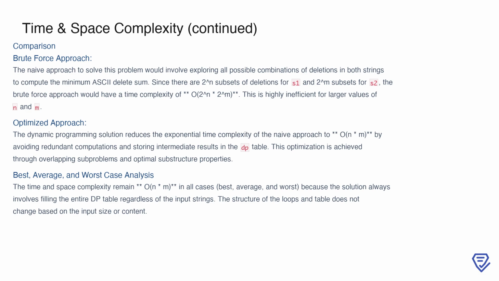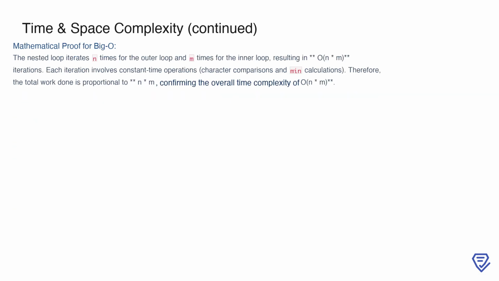By contrast, the dynamic programming solution leverages overlapping subproblems and the optimal substructure property to reduce the time complexity to O(n*m). This is a significant improvement, as we avoid redundant computations by storing intermediate results in the DP table. Importantly, the time and space complexity of this approach remain O(n*m) in the best, average, and worst cases, since the structure of the DP table and the number of operations required do not change based on the content of the input strings. To confirm the time complexity mathematically, consider the nested structure of the loops.